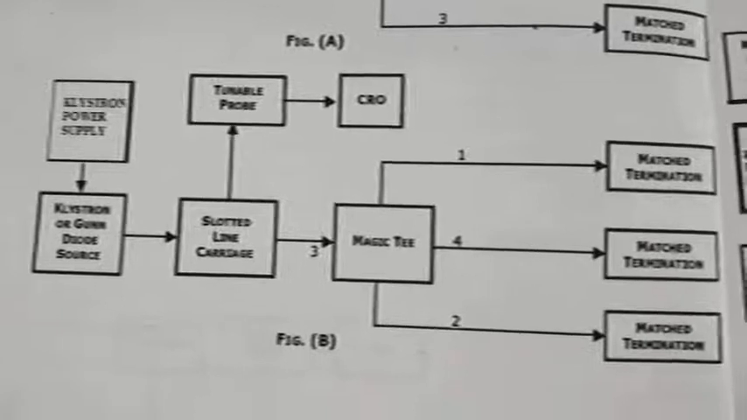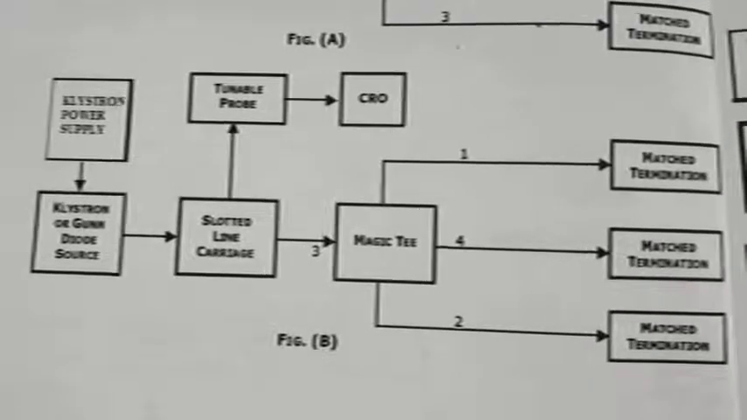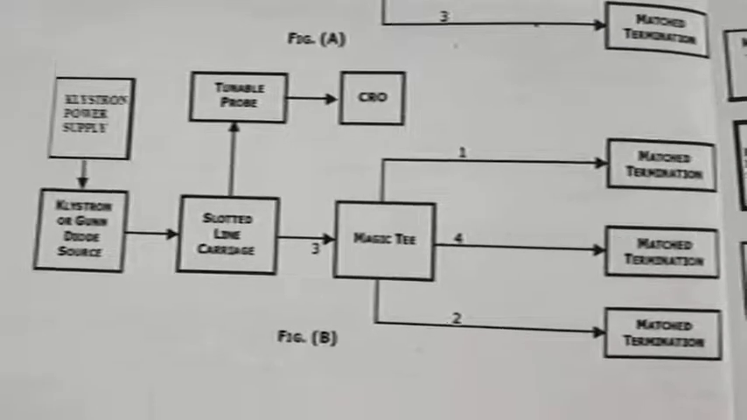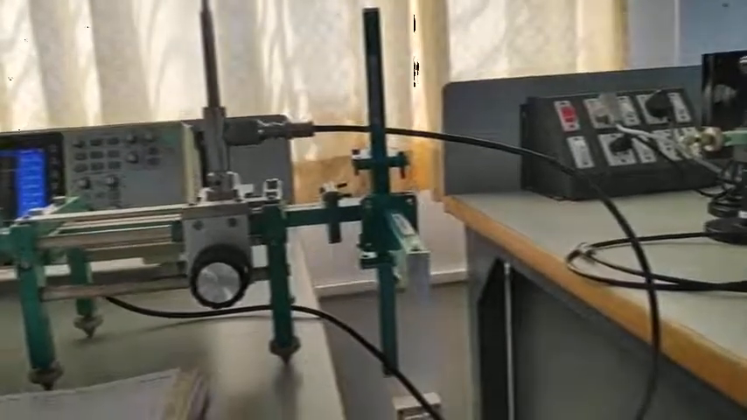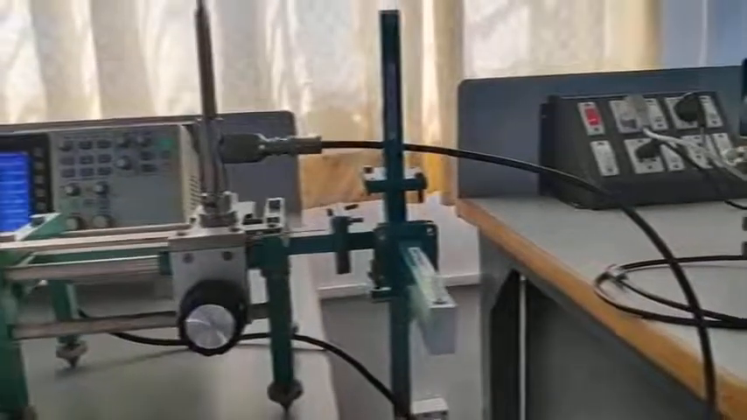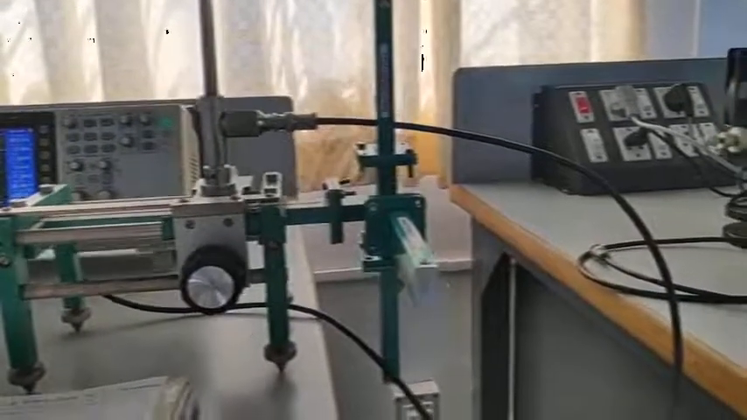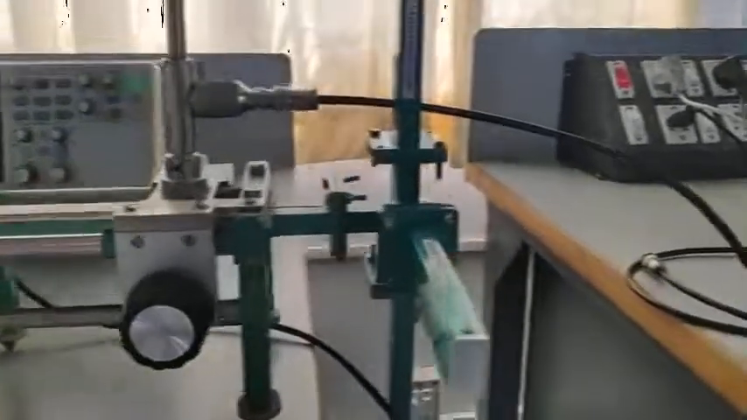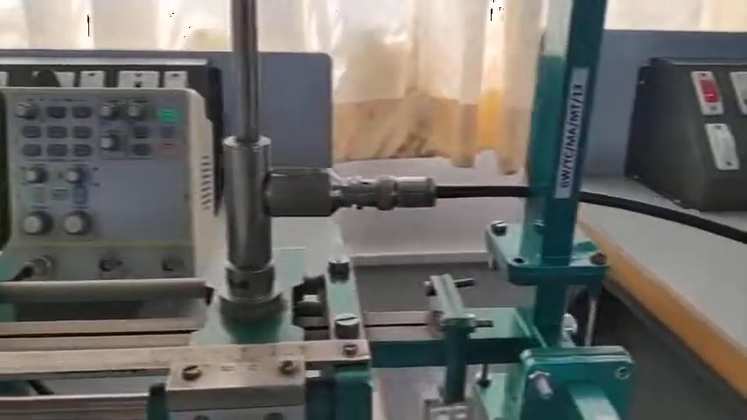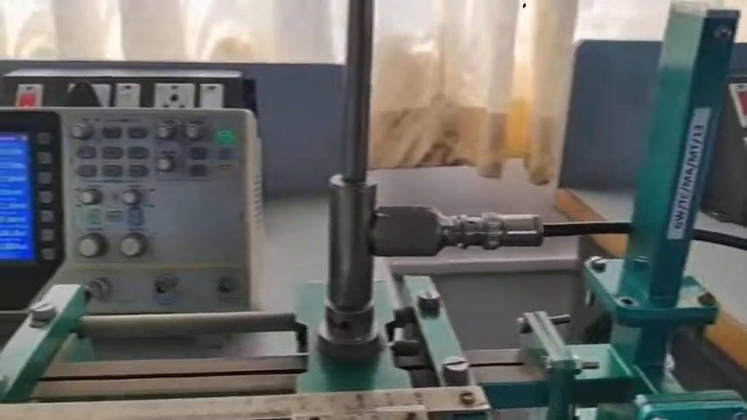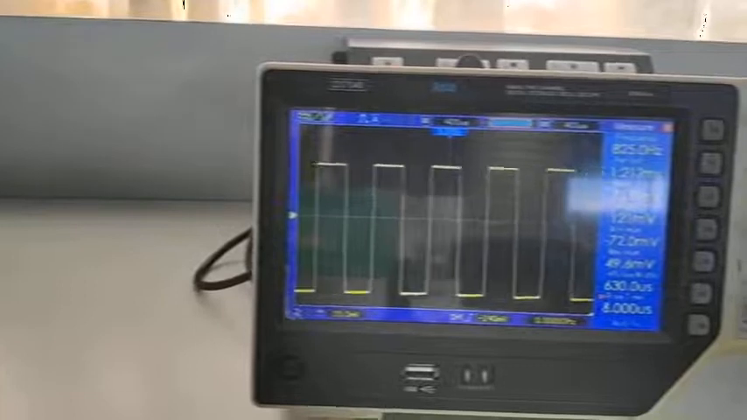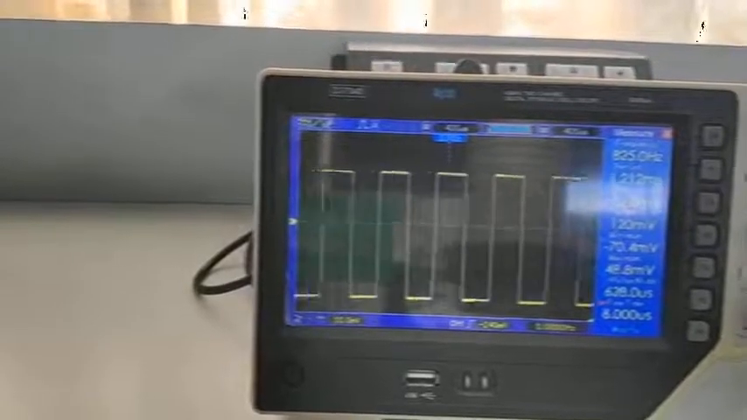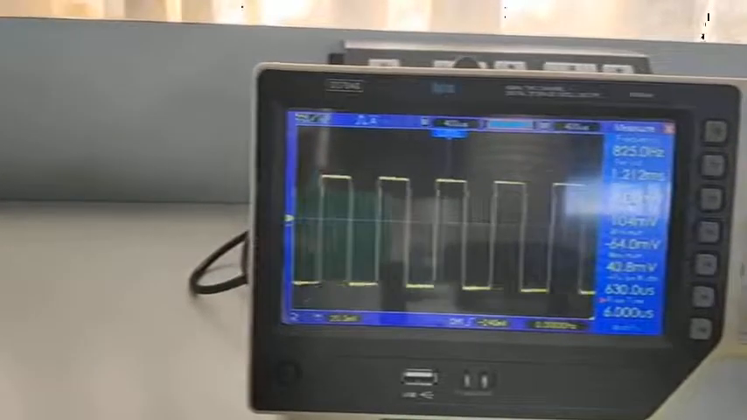In order to find the VSWR for port 3 as input, do this connection: give port 3 to the input port and connect the match termination to all the other ports. Here you can observe, I have connected port 3 to the input and the match termination to all other ports. Now I have connected the CRO probe to the SLC. To find the VSWR, rotate this slotted line carriage knob and find the Vmax and Vmin.